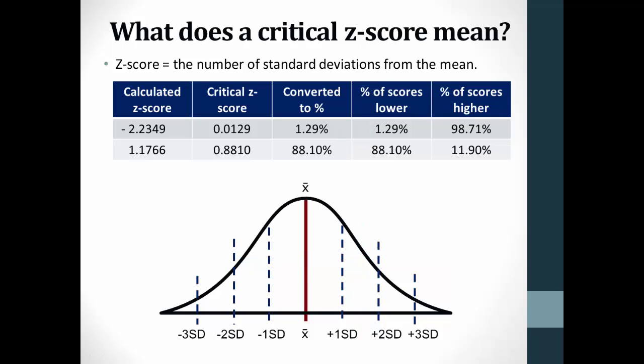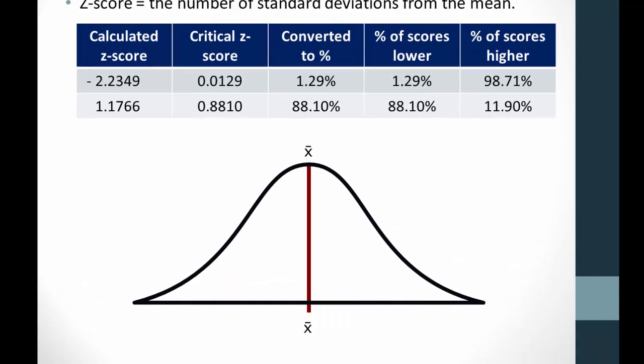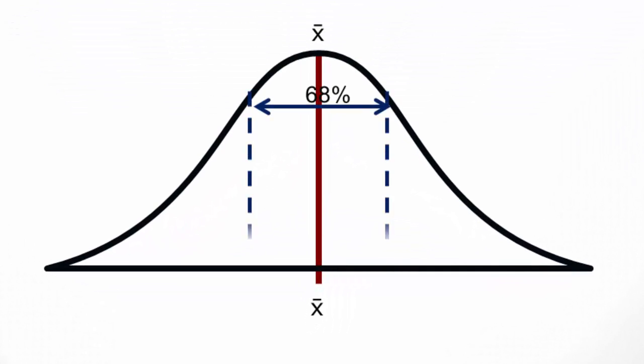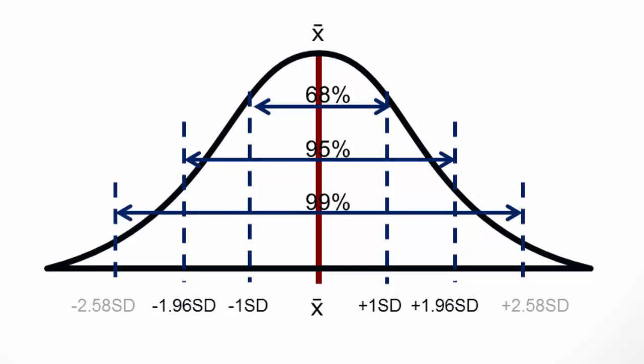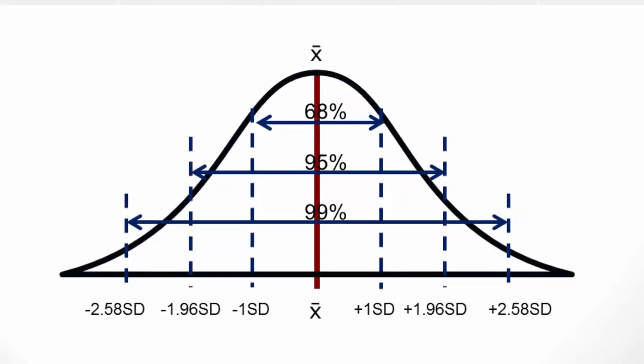Of course, this should be consistent with what you already know about standard deviation, that 68% of all the scores in a normal distribution are within 1 standard deviation of the mean, 95% within 1.96 standard deviations of the mean, and 99% of the scores are within 2.58 standard deviations of the mean.